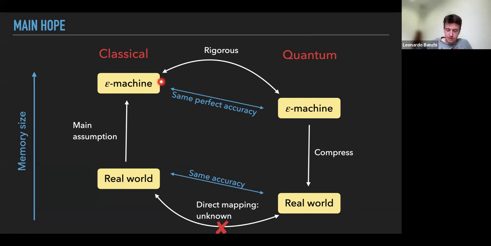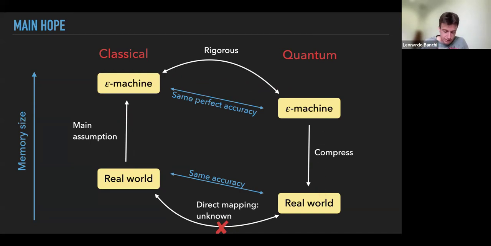And now, once you're here, you can go to the quantum part in a rigorous way because of this work by Mile's group. There you have a direct, rigorous mapping, and you get the same perfect accuracy. And then, once you're here, you want to go back to the original problem, to the original memory. In principle, you would like to get the same accuracy as the original problem, but with less memory. So is this mapping going from here to here possible?